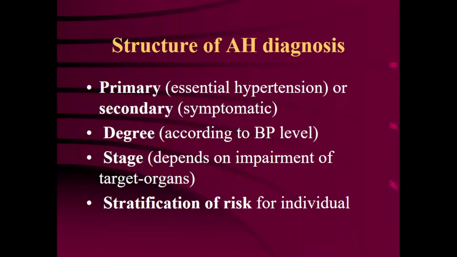And what about the structure of arterial hypertension diagnosis? Arterial hypertension is divided into primary, you remember, and secondary. What else should also be noted in the diagnosis? Degree of arterial hypertension according to blood pressure level. We have also to write about a stage. A stage depends on impairment of target organs. And what else is also of great importance, to write about stratification of risk for the individual.